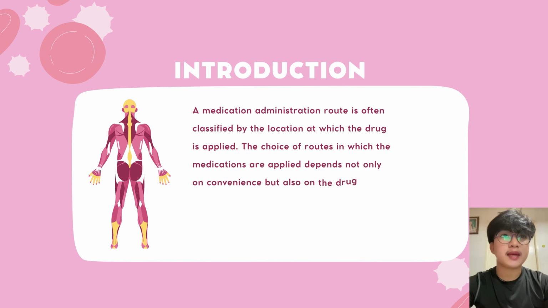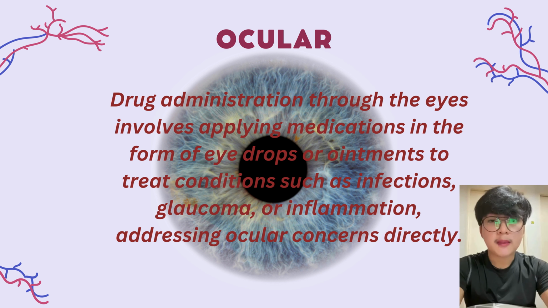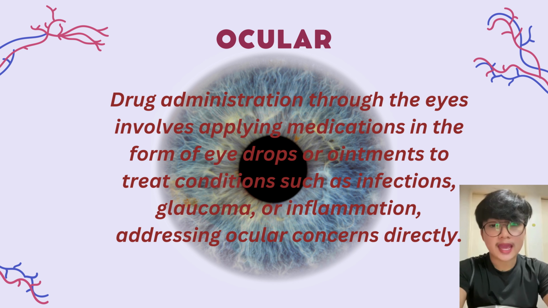Drug administration through the eyes involves applying medication in the form of eye drops or ointment to treat conditions such as infections, glaucoma, or inflammation, addressing ocular concerns directly. So, this kind of route is putting a medication directly into the eye to be absorbed by the eye tissues.